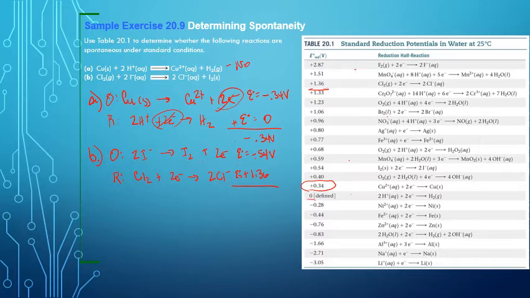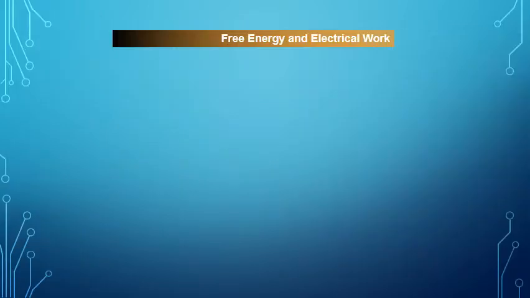And now I can simply add these two together, and 1.36 minus 0.54 should give me a positive 0.82 volts. So as a result, this second process would be thermodynamically favorable. We're now going to focus on the relationship between free energy and electrical work.